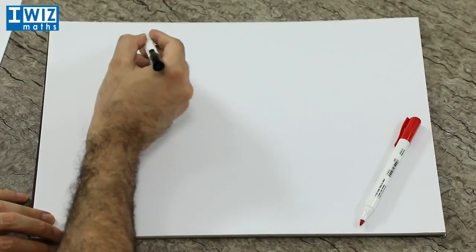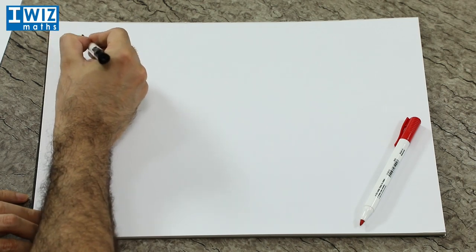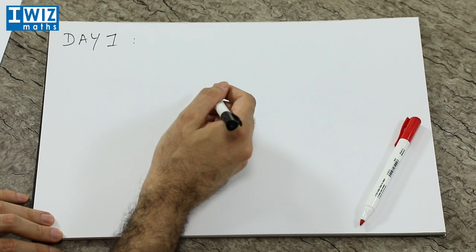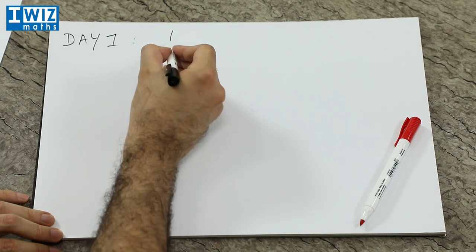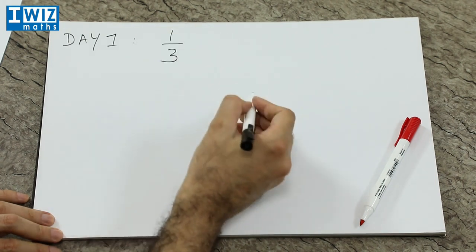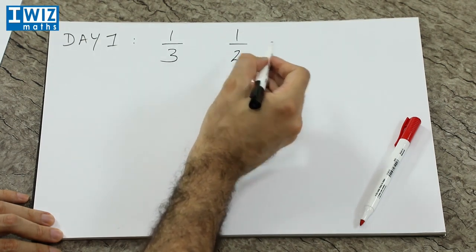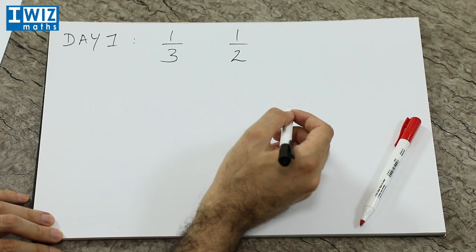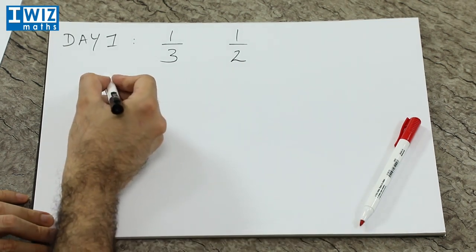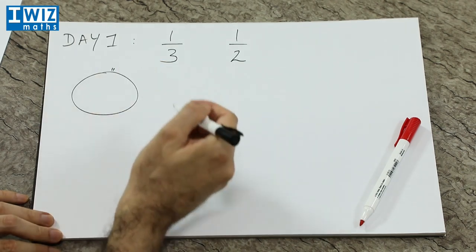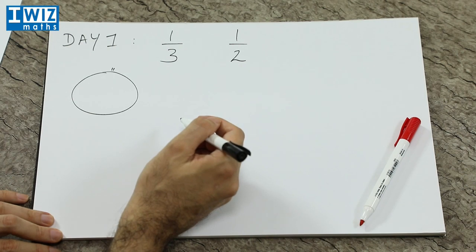Let's look at the case of day one. In day one, what basically happened was that you have 1/3 of the apple before lunch, and then you have 1/2 of the apple after lunch. So let's get a visual feel of this. Let's actually draw an apple. My drawing of an apple isn't great, but let's just assume that's an apple.